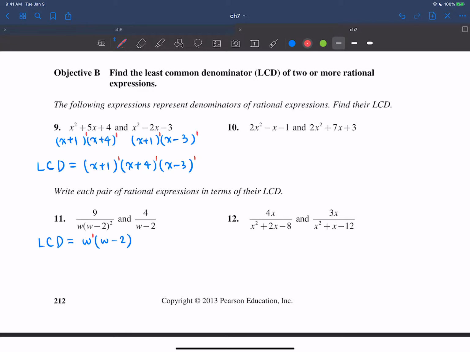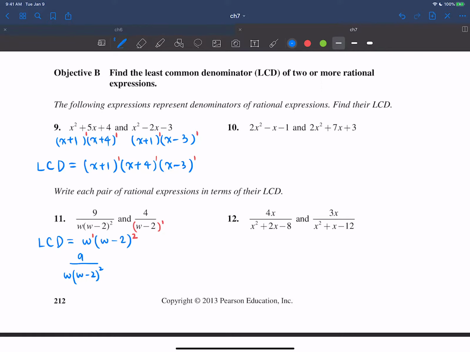As for the second factor, w minus 2, it appears twice in the first rational expression, once in the second rational expression, because the second one you could put a 1 right here. The highest power is 2, so we have a 2 in your LCD, and that is your LCD, w times w minus 2 squared. Apparently, the first one, you don't need to change it. It's just 9 over w times w minus 2 squared, because it's already over the LCD.